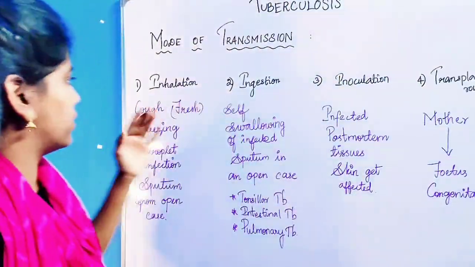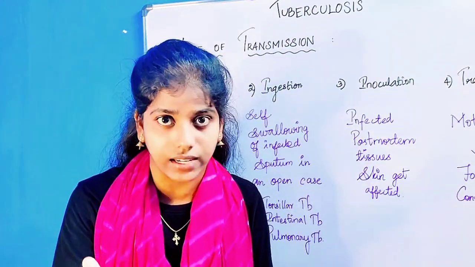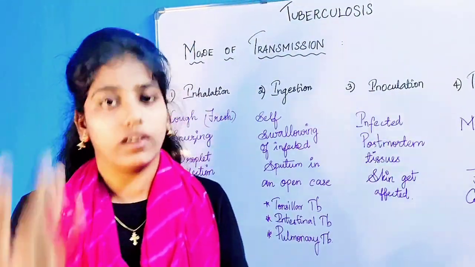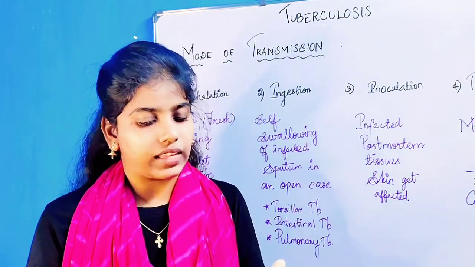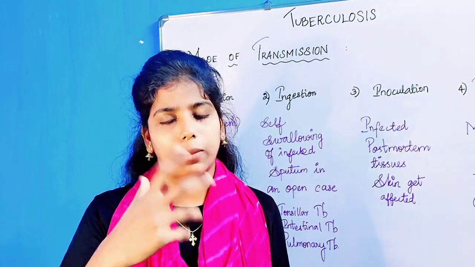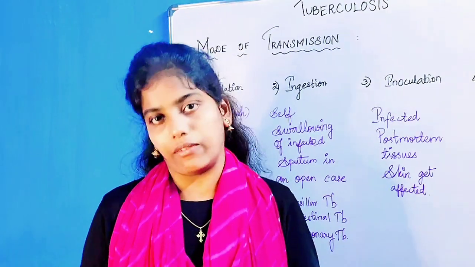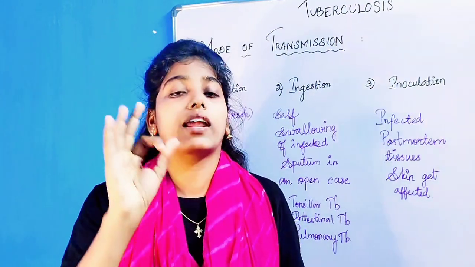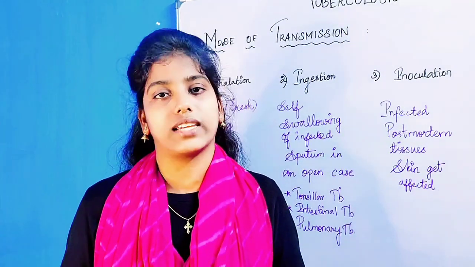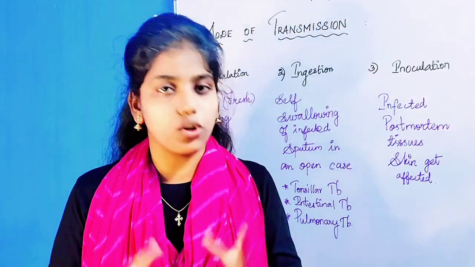The first one is inhalation. Inhalation means when an infected organism enters your body. Just imagine an infected person has a fresh cough. During sneezing or coughing, the bacilli come out of their mouth through droplets of saliva. One cough gives 3000 droplets, and these 3000 droplets are responsible for causing this inhalation. Through this inhalation mode, tuberculosis is caused.